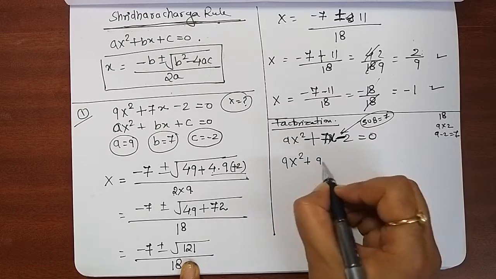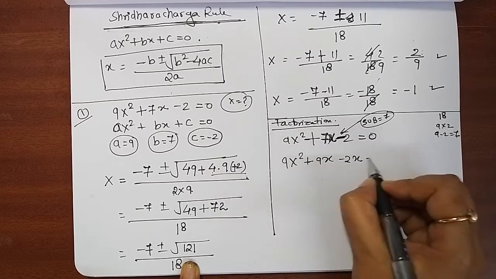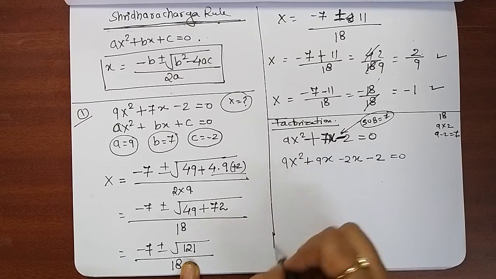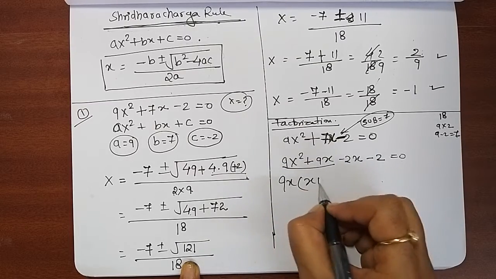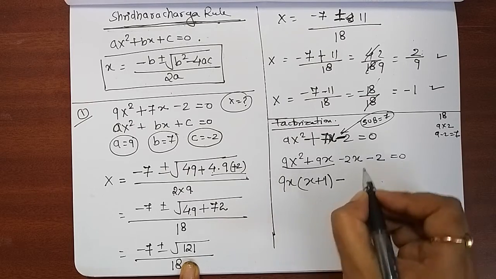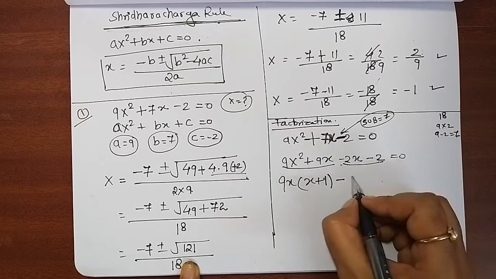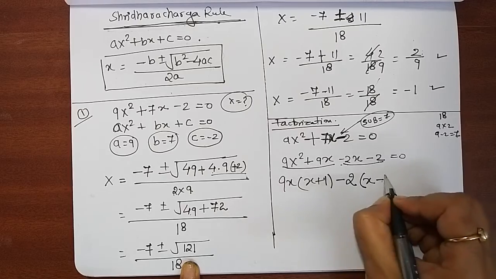9x square plus 9x minus 2x minus 2 is 0. Here can I take 9x common? What is left inside is x plus 1, correct? What can I take common here? 2. What is left is x plus 1.